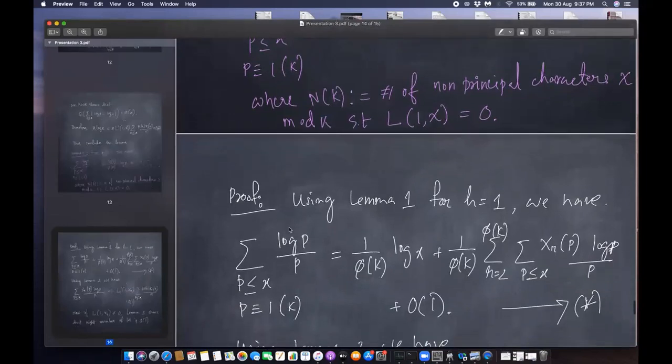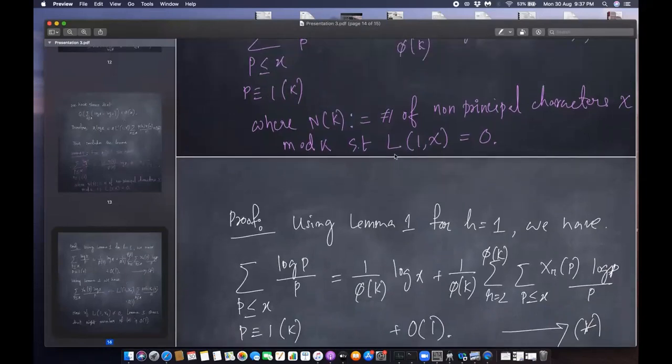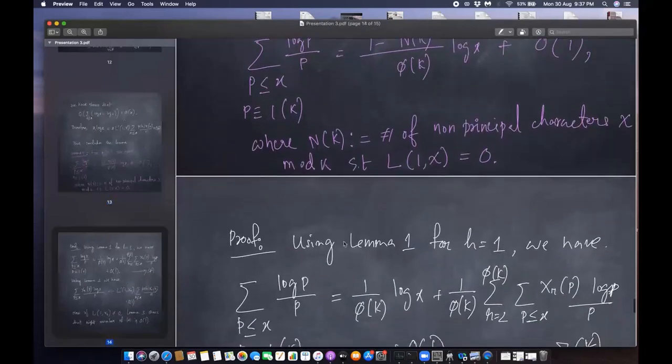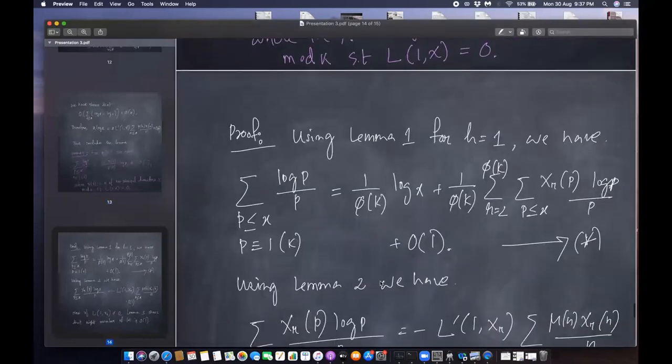So now, if we use lemma 1 for h equal to 1, we just recall all our relations that appear in lemmas 1, 2, and 3. So if we use lemma 1 for h equal to 1, we have this, and we make it a star.